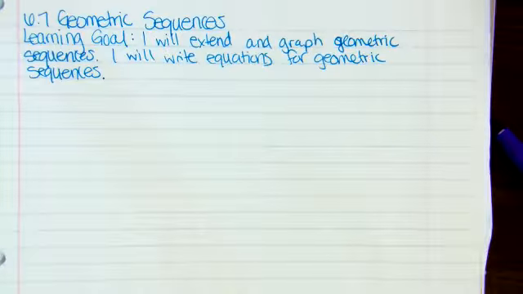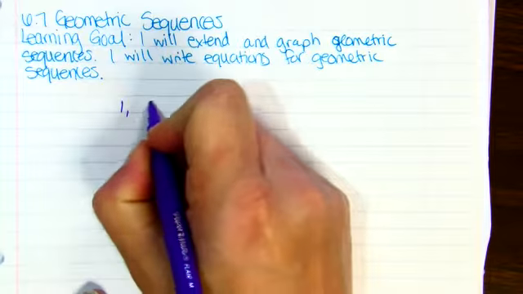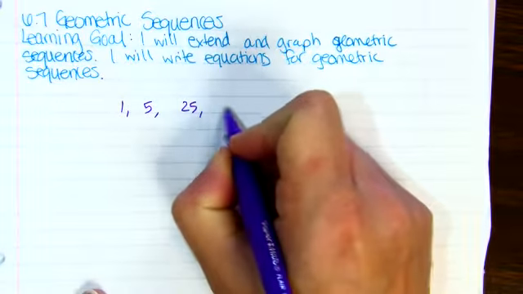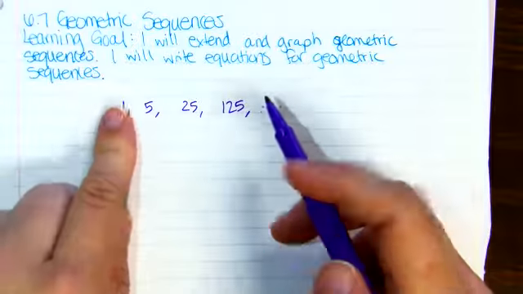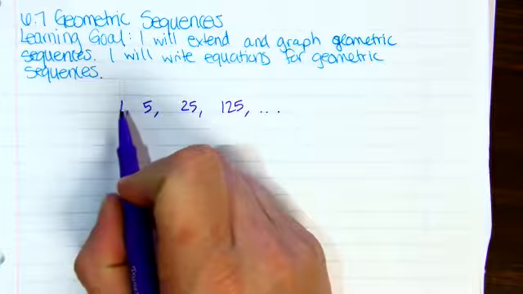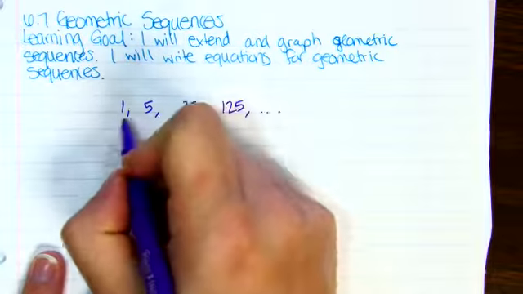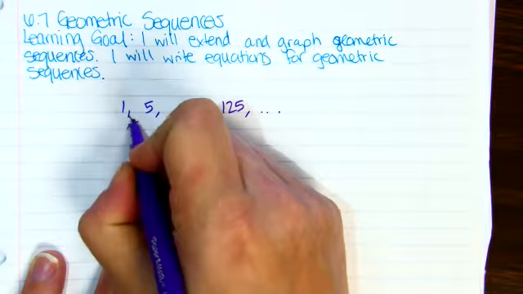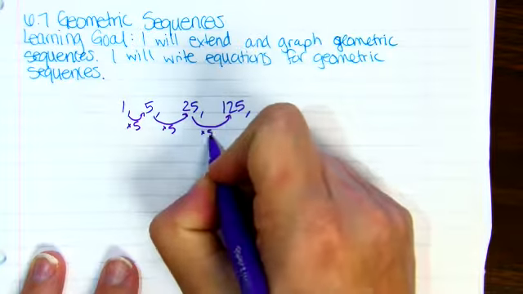So starting off with our geometric sequence, what we're looking for here is a common ratio. So for example, if I had this list, here's a geometric sequence. And if I look at this, you can see that I'm multiplying by 5, multiplying by 5, multiplying by 5 to go from term to term. So that is what my sequence is.